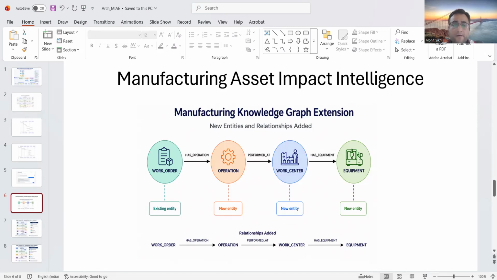Okay, now about the second one, the graph traversal API. While impact analysis answers business impact questions, graph traversal answers connectivity questions. For example, if I start from a work order, I can traverse upstream to discover which supplier provides the required component, or I can traverse downstream to identify which customer ultimately ordered the product being manufactured.